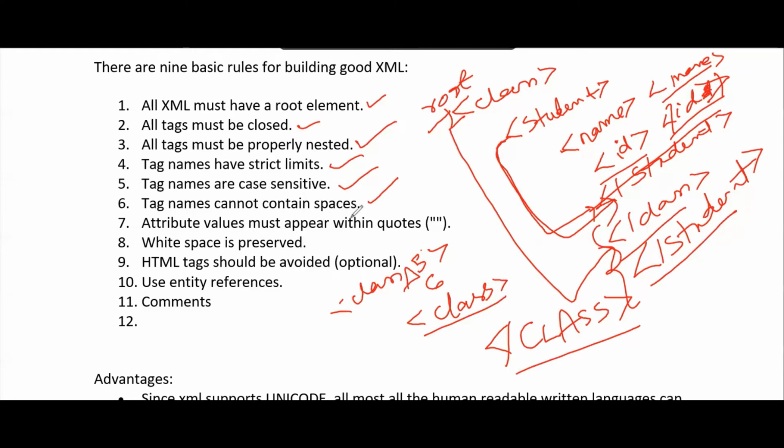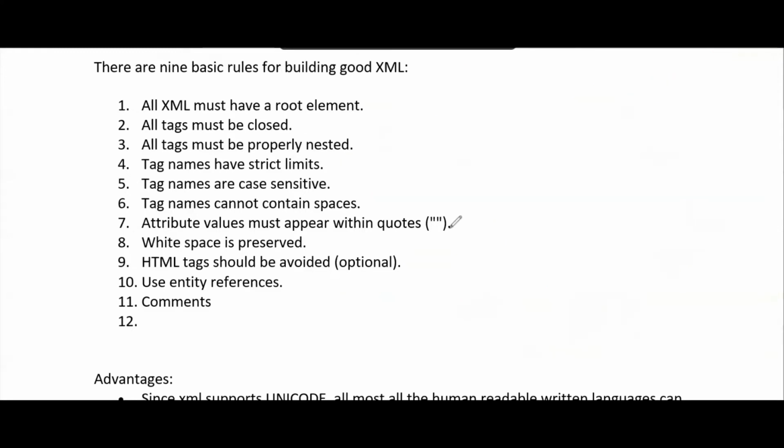Attribute values must appear within quotations. So attribute values, if there are any, should appear in double quotations. For example, if I say date is equal to, so this is an attribute, the value of the date should appear in double quotes, and the format of the date will be year, then a hyphen, then month, followed by the day. Okay, so this is how it should be.